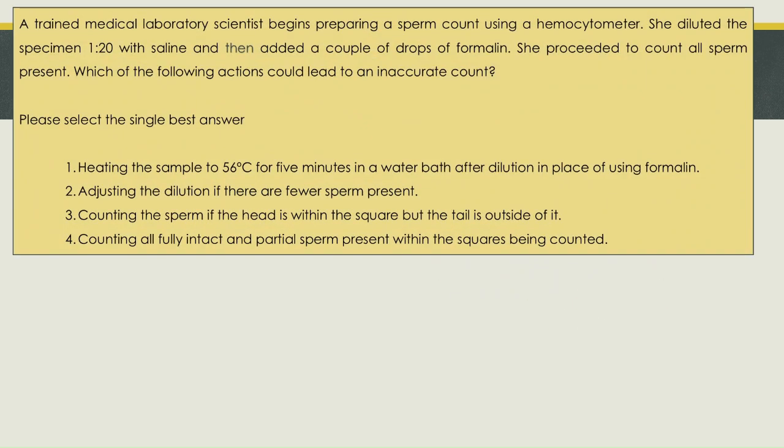A trained medical laboratory scientist begins preparing a sperm count using a hemocytometer. She diluted the specimen 1:20 with saline and then added a couple of drops of formalin. She proceeded to count all sperm present. Which of the following actions could lead to an inaccurate count? Please select the single best answer. 1. Heating the sample to 56 degrees Celsius for 5 minutes in a water bath after dilution in place of using formalin. 2. Adjusting the dilution if there are fewer sperm present. 3. Counting the sperm if the head is within the square but the tail is outside of it. 4. Counting all fully intact and partial sperm present within the squares being counted.